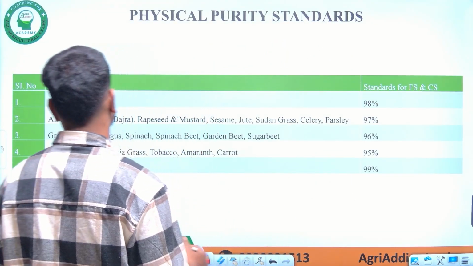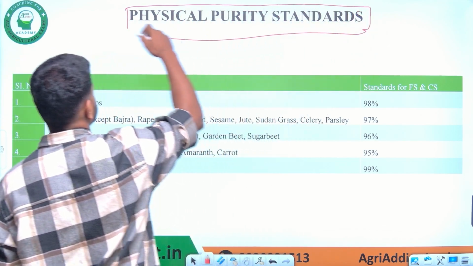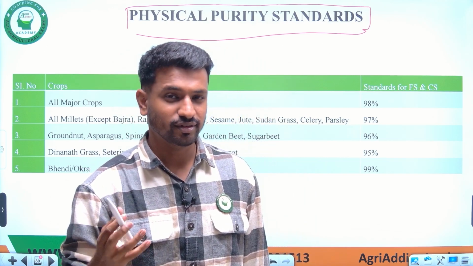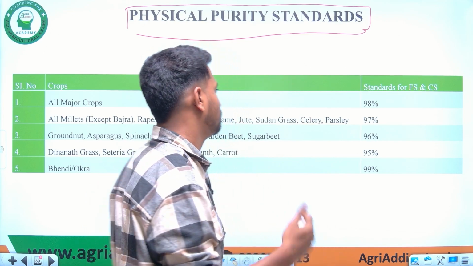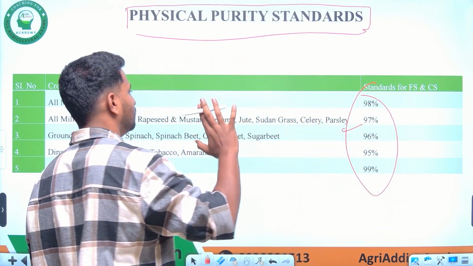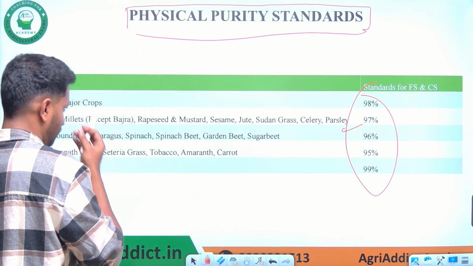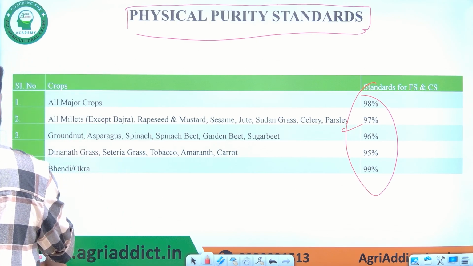Next one. This is again the physical purity standards. If you are not aware of the physical purity standards, you might have read in different books that different standards have been given, and there is a lot of error in the numbers. So forget about every number, just try to remember this. This is the accurate one. This is the exact standard mentioned in the IMSCS that you can remember. So this is for the physical purity.